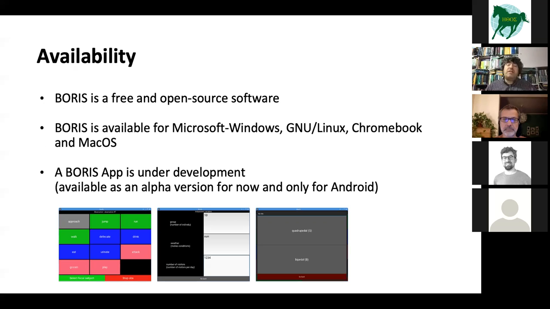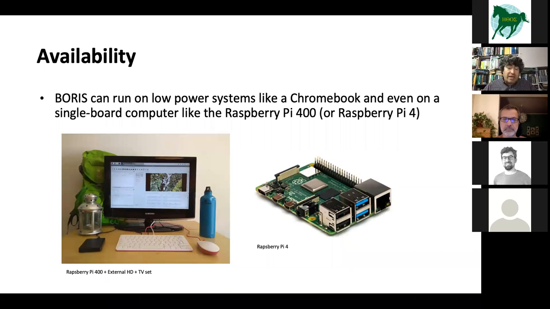BORIS is available for different platforms: Windows, Linux, Chromebook, and also Apple. We also have a BORIS app, which is under development. Right now we only have an alpha version for Android, which will enable people to use BORIS on their mobile phones or tablets. Olivier also put some time into using BORIS on Raspberry Pi 4, and the 400 as well. If some of you have an interest in using BORIS with this device, you may get in touch with us, and Olivier will be happy to provide more information.